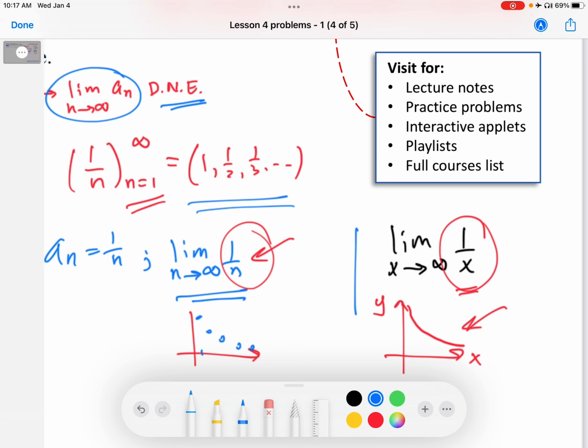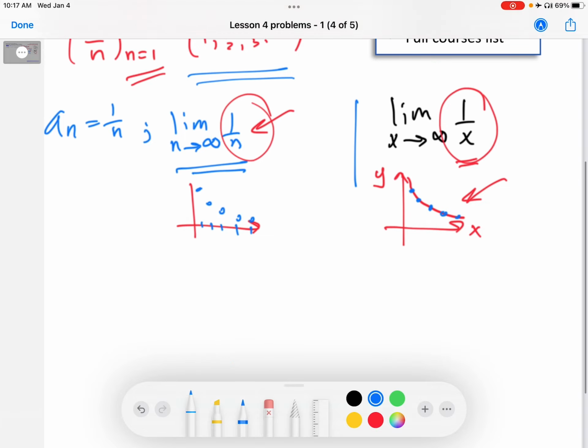However, at n equals 1, 2, 3, 4, 5, it matches the same y values on the function 1 over x. So another way to say this is that the function 1 over x interpolates the sequence 1 over n in a way that makes sense. You could certainly interpolate these points another way with some other function that would not be 1 over x, but 1 over x is the most natural function that interpolates 1 over n.